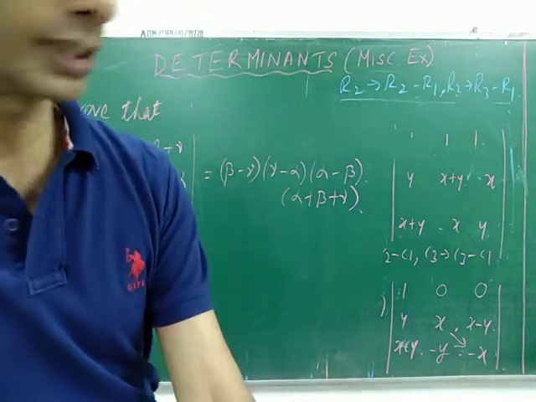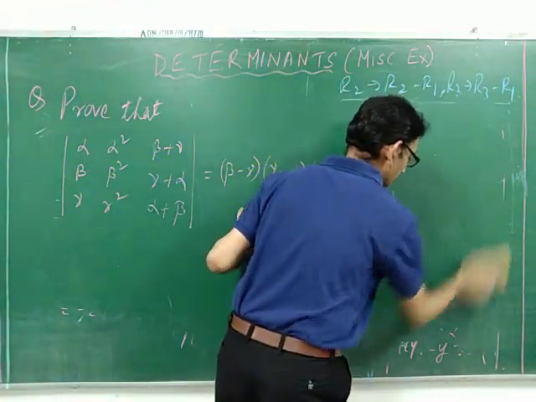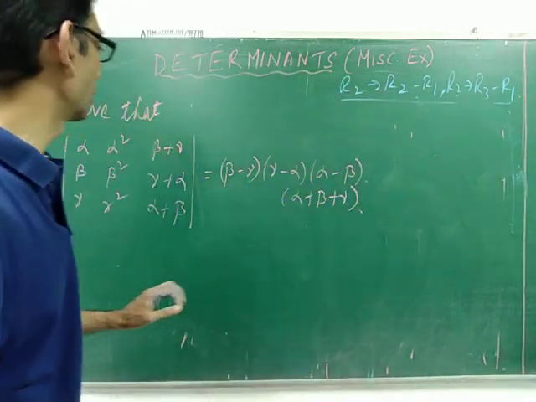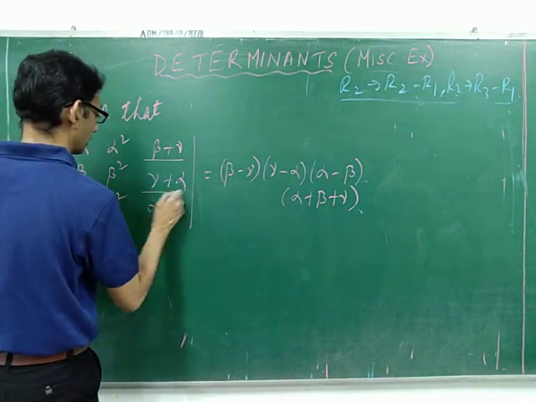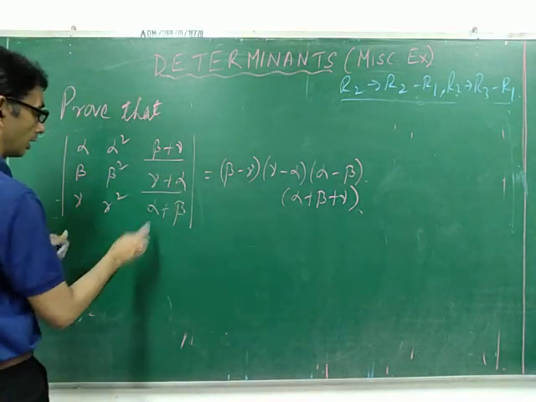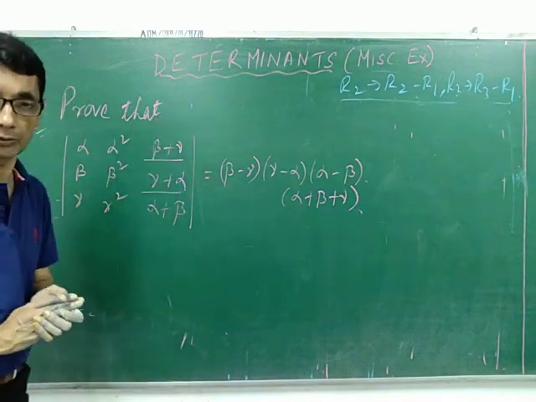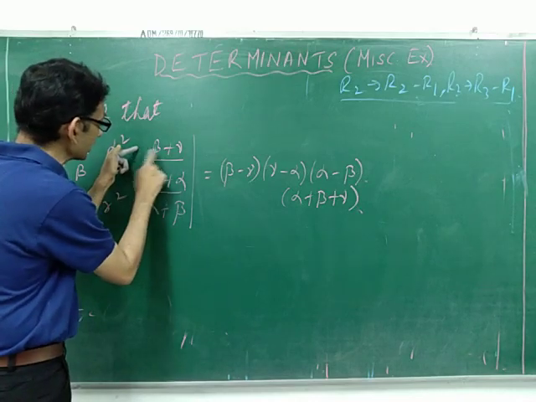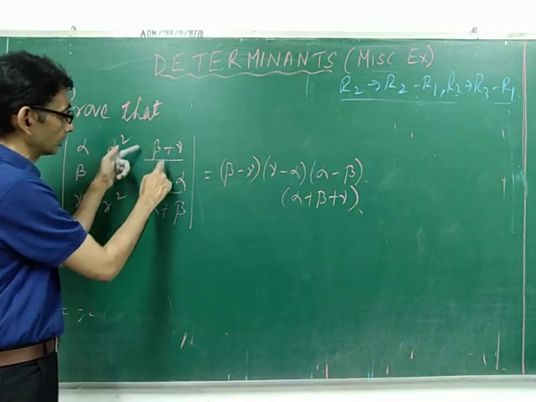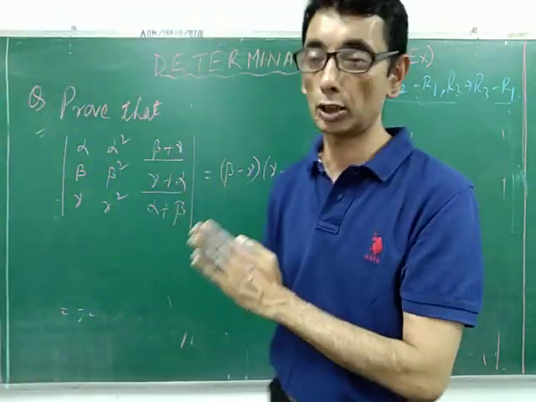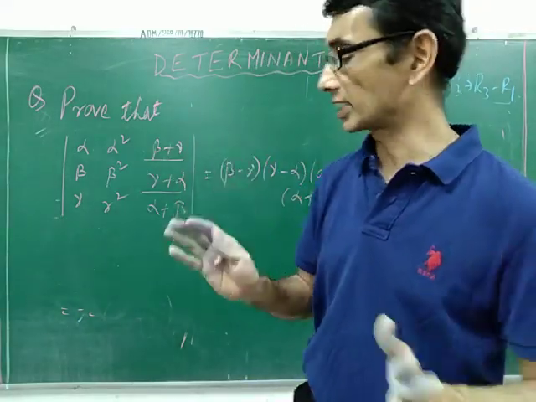So this is also a very common type of question. How to proceed with these questions? Before you go, please observe the terms carefully: beta plus gamma, gamma plus alpha, alpha plus beta. Had it been alpha plus beta plus gamma everywhere, you could have taken it common. Then you would get 1, 1, 1 in the third column, and the moment you get all the entries in a column as 1, the next step is obvious.